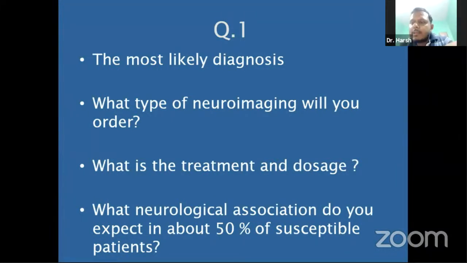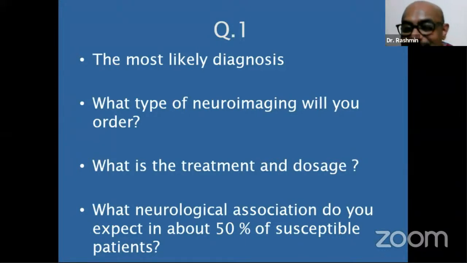We'll start with IVMP, 1 gram daily for 11 days, followed by oral prednisolone acetate for 1 mg per day for another 3 days. No. So it's other way around. Just the opposite. 11 days oral. Yeah. Followed by oral. Okay.